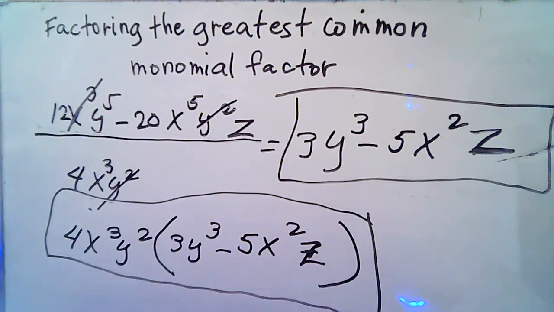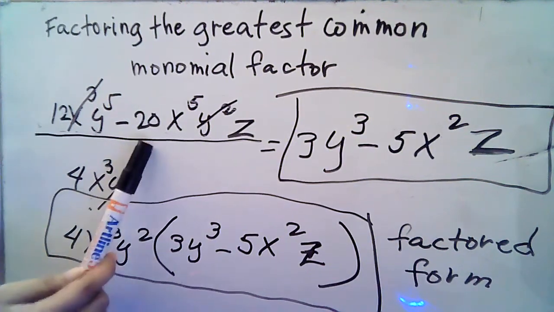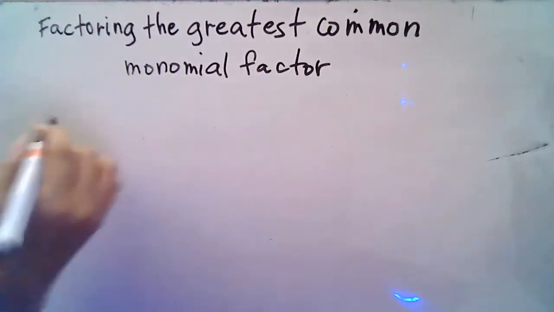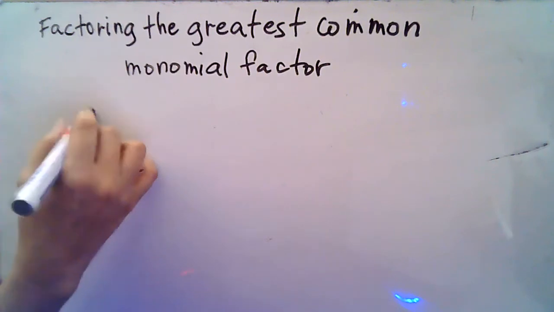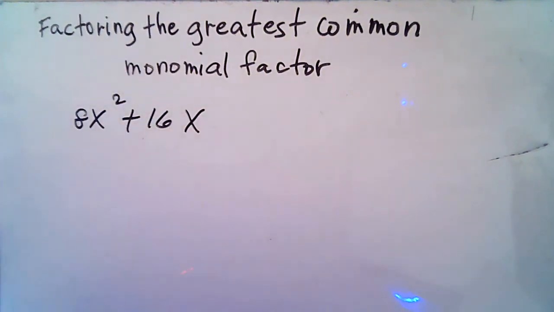So this is now the factored form of this expression. Okay, and we have completely factored out this polynomial. So that's how factoring is done, right? Let's take another example. 8x squared plus 16x.